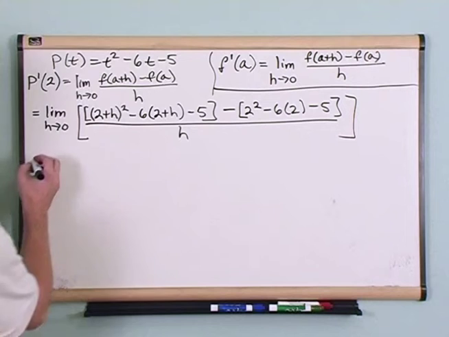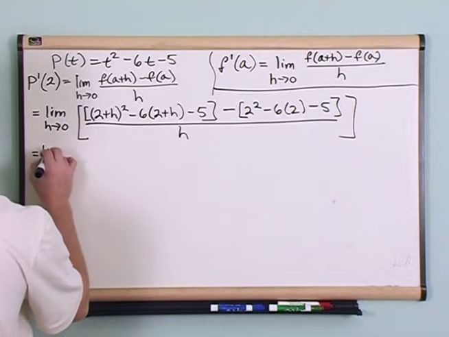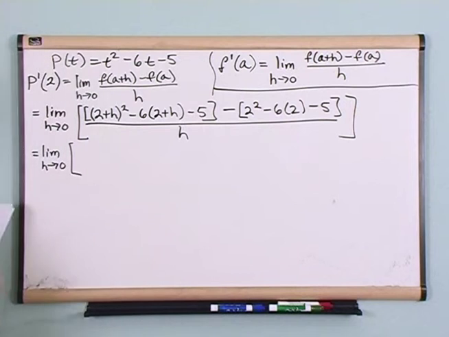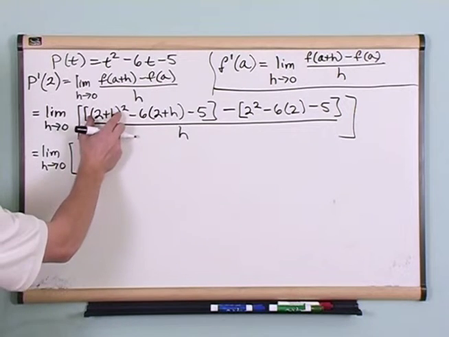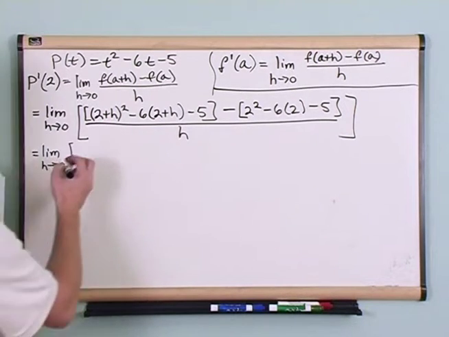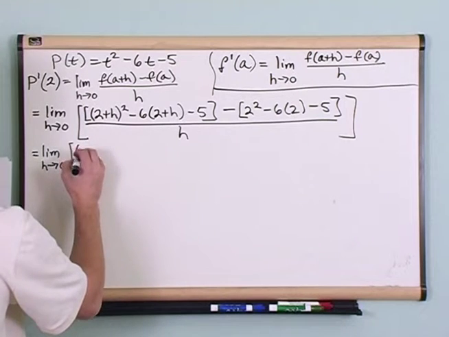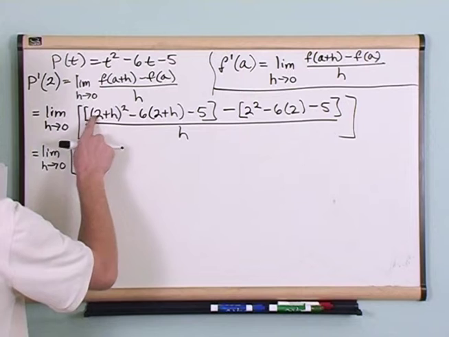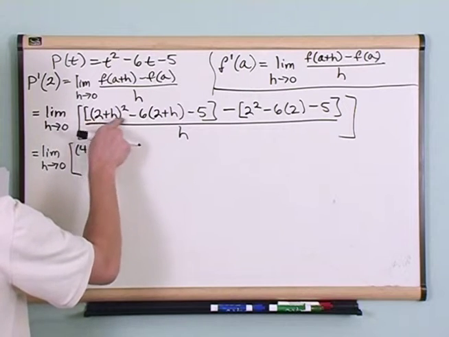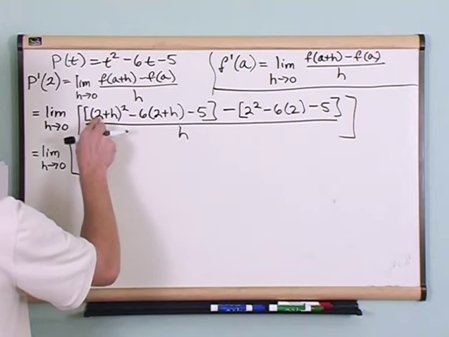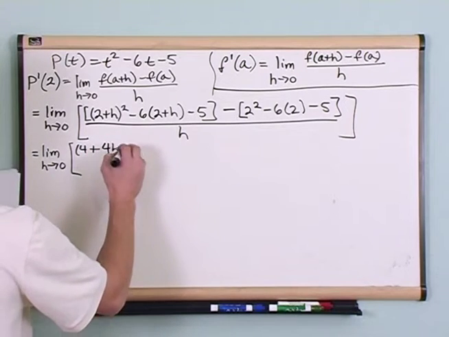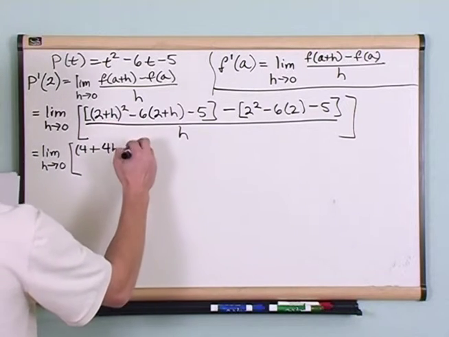So let's go ahead and simplify this. This will be the limit as h approaches 0. Okay? So what I'm going to do is I'm going to expand this. Okay? And that's going to be 2 times 2 is 4, plus 2 times, and then you multiply the inside terms. So it's 2 times 2 times h, which is 4h, plus h times h is h squared.